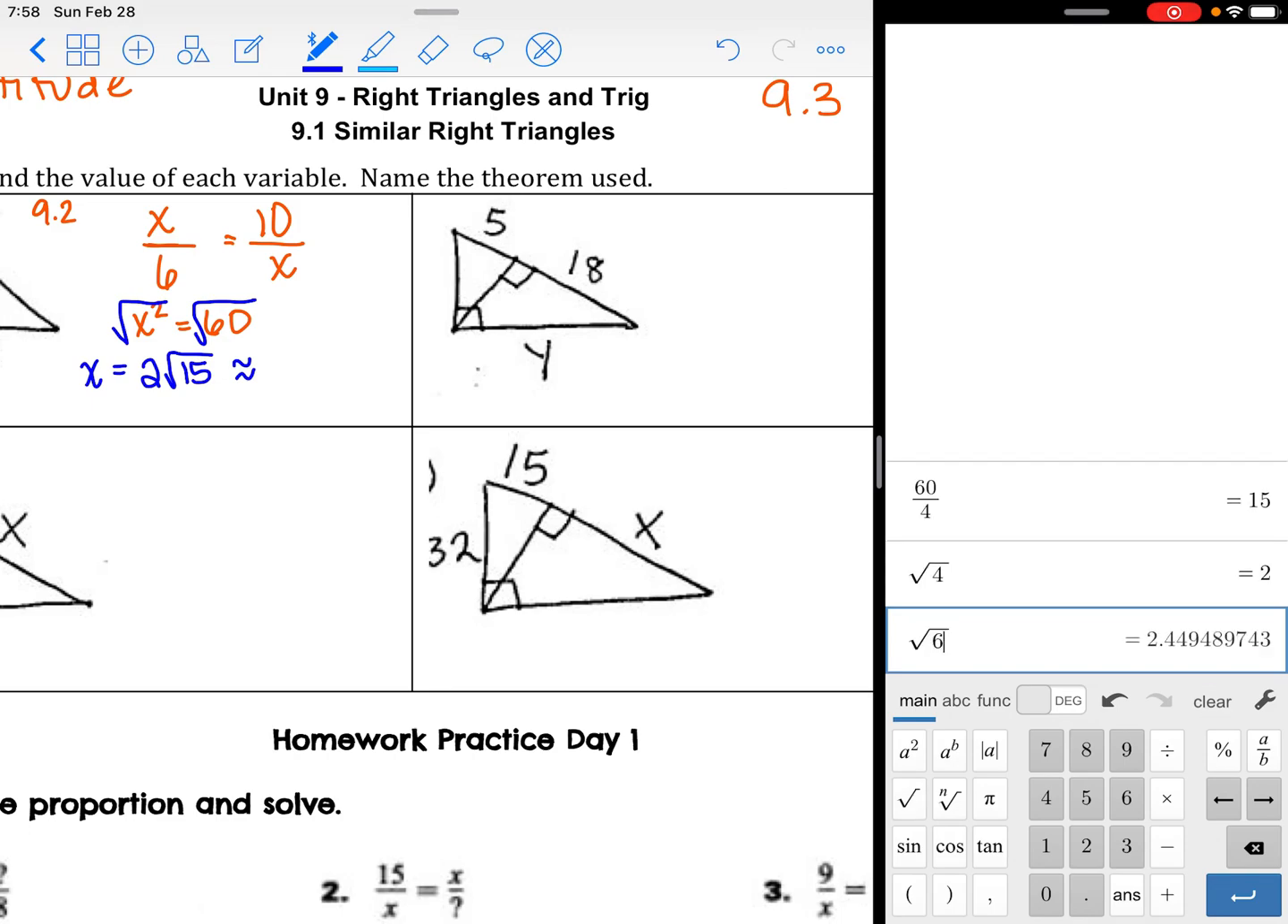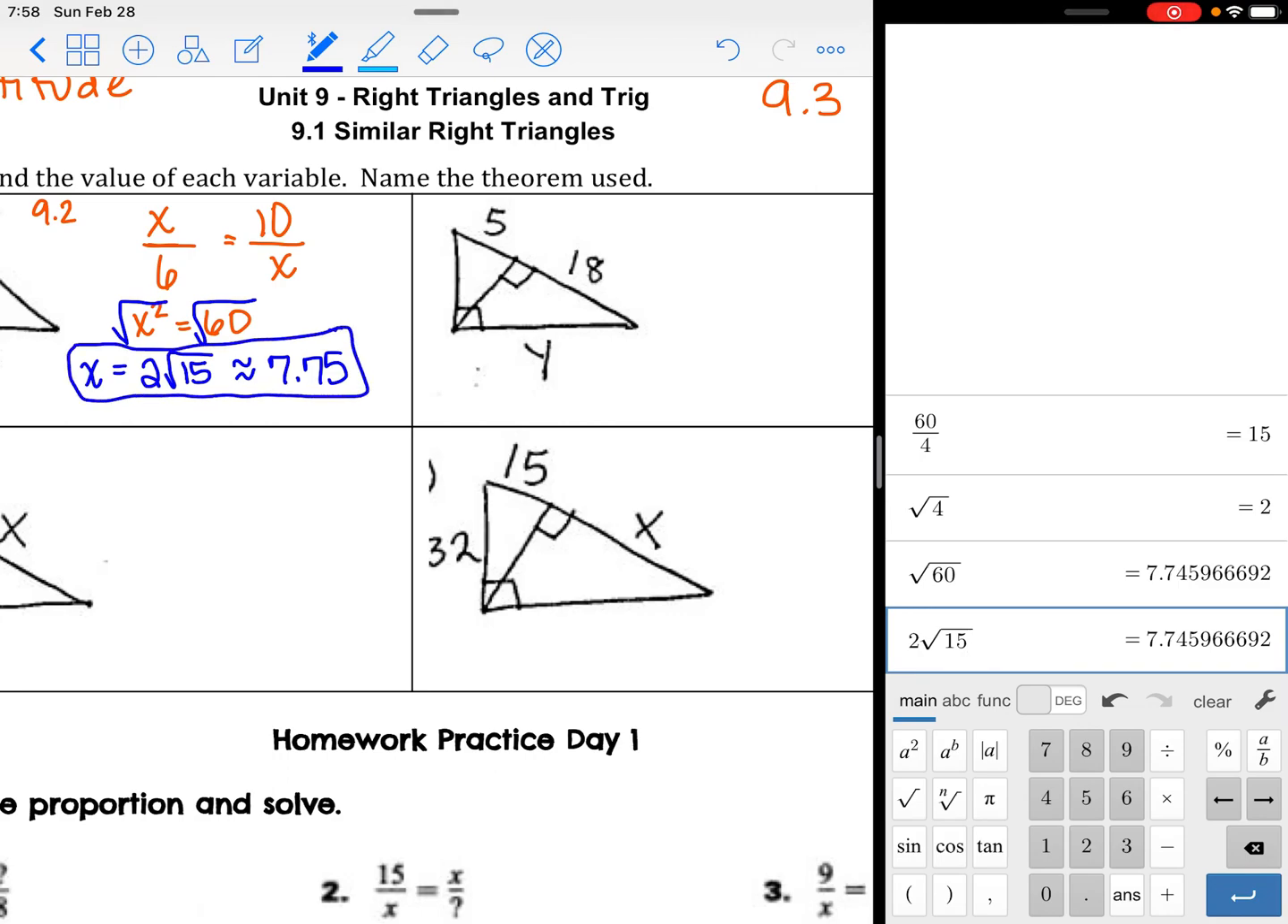So I can do the square root of 60, which gives me 7.75 if I go to the hundredth. And notice that if I type in that reduced radical version that we did, we get that same thing because it's the same number. So just depending on how your directions ask you to give the answer, it could be either of those answers. So 2 root 15 is the exact answer, and 7.75 is the estimated answer, or rounded.